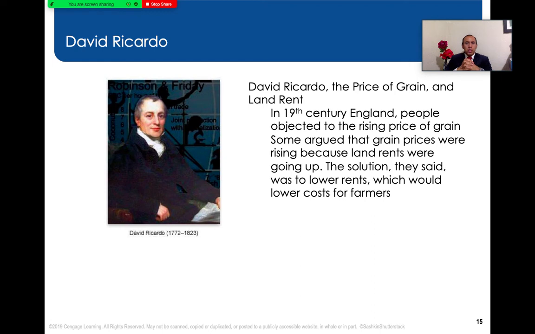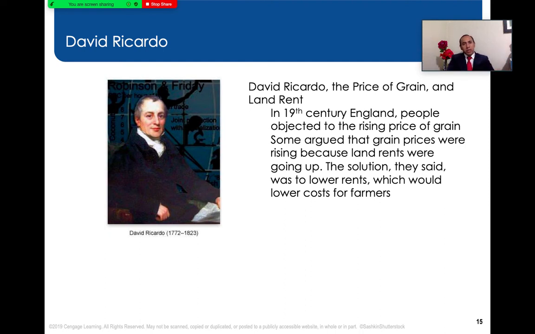So the solution that a lot of individuals had was to lower rents so you could lower the price of grain, which would lower the cost to the farmer and therefore pass it on to the consumer in the form of lower prices. Land has always been one of the most important things to cultivate goods and services, to cultivate food, farming products, and to build houses and cities. So if the land is accessible and cheap, it may be less costly to the public, and the final product may be less costly.